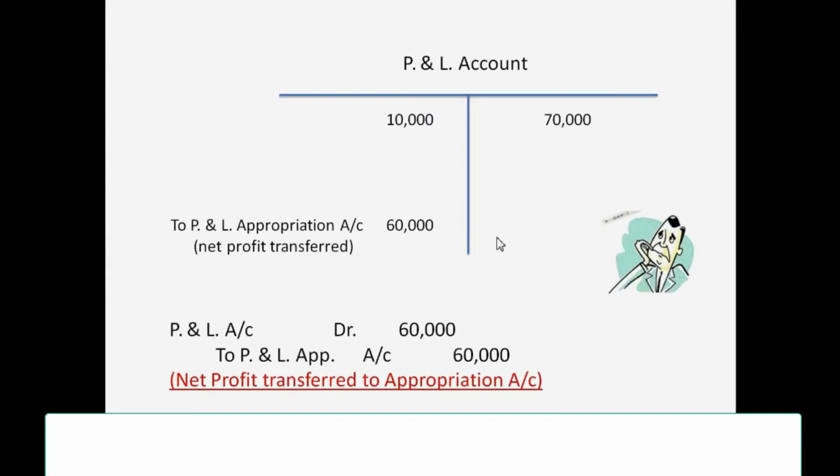But at the same time, a new account is opened, and the name of that new account is profit and loss appropriation account, because this transfer entry will be posted on the credit side of P&L appropriation account also. As P&L appropriation account is created, so this entry will be posted on the credit side of profit and loss appropriation account. Let's see. This is our P&L appropriation account. On its credit side, by P&L account 60,000. This is the net profit.